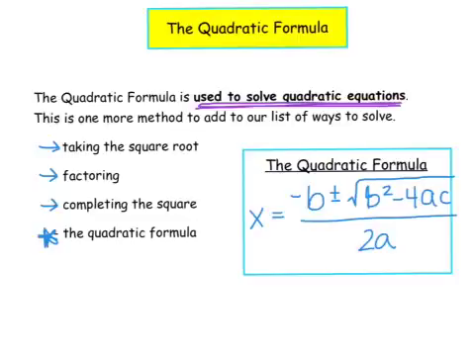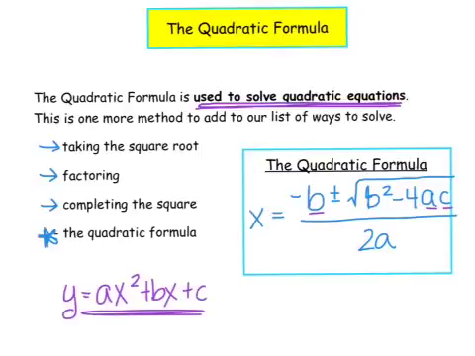Now, some things to remember. Your a, b, and c terms come from your equation y equals ax squared plus bx plus c. The standard form of quadratic equations is where we get a, b, and c from. We also need to make sure that our equation is equal to 0 before we choose our a, b, and c.